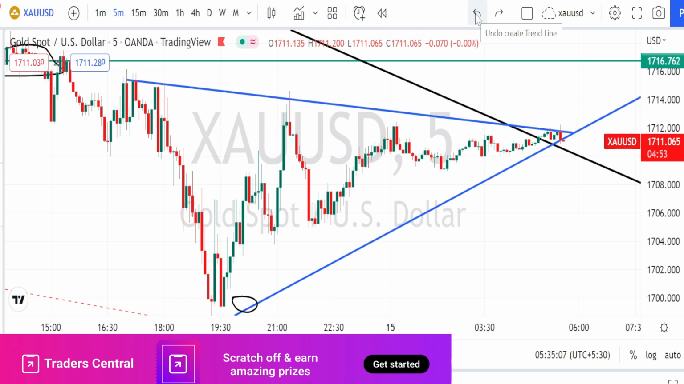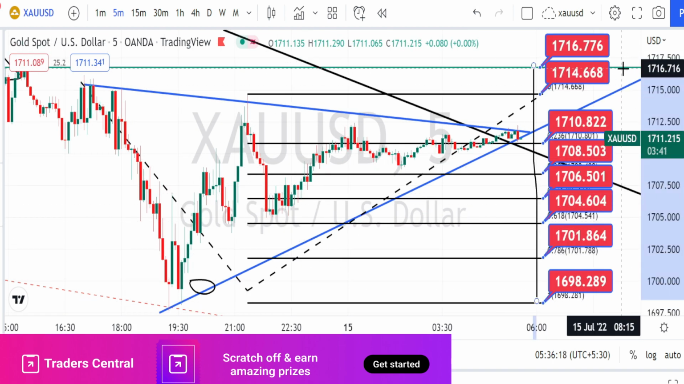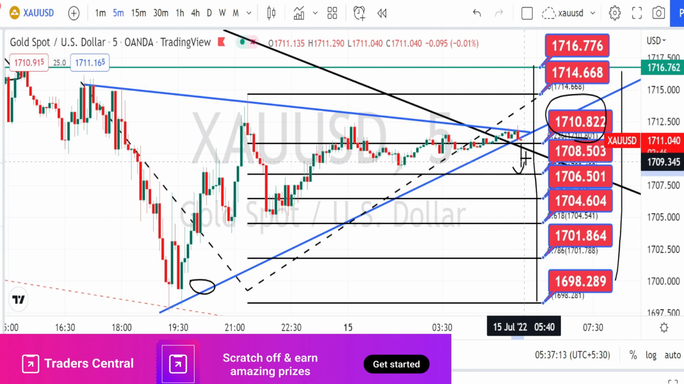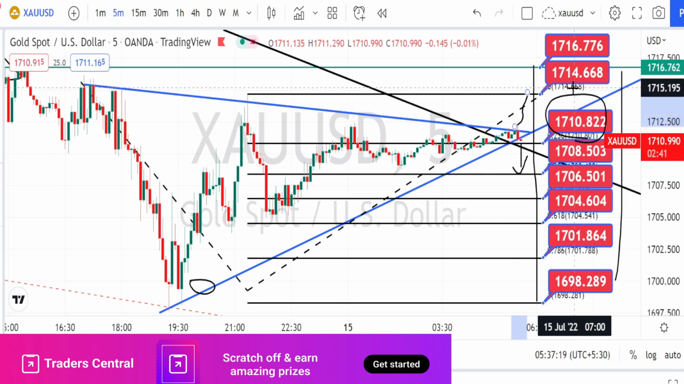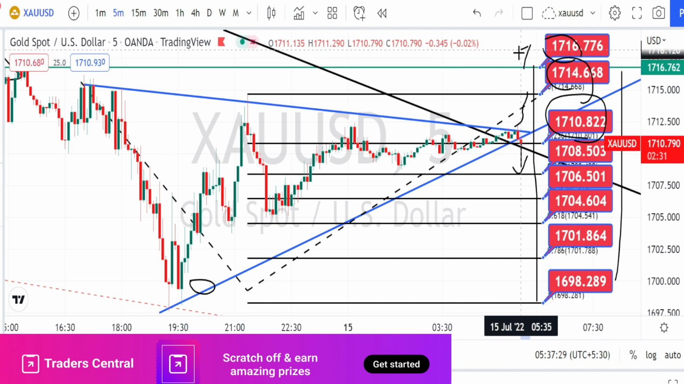Let us mark the support and resistance levels. So the values within this red color boxes are going to be the resistance and support levels for 5 minutes time frame. Wait for the price action to break this support level of 1710 in order to take trades on the bearish side. And even if the price action trends on the bullish side also, we have very strong resistance level which is around 1714 to 1716. It has to break this resistance level in order to continue on the bullish side retracement.